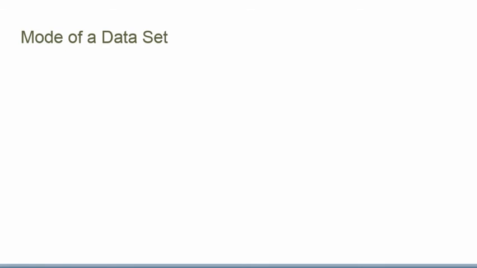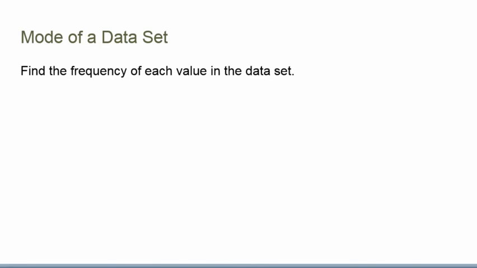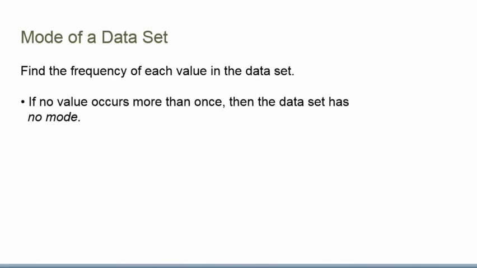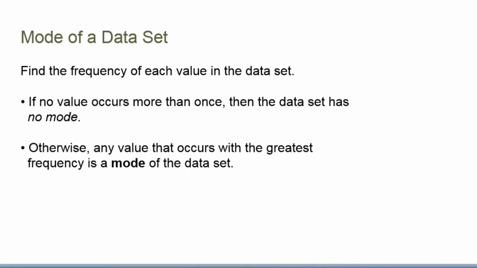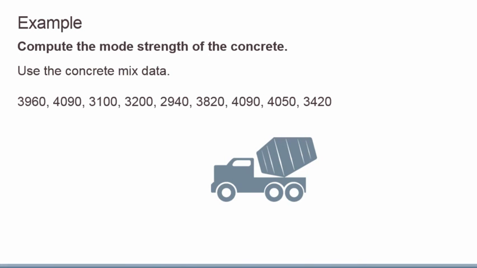Mode of a data set. Find the frequency of each value in the data set. If no value occurs more than once, then the data set has no mode. Otherwise, any value that occurs with the greatest frequency is the mode of a data set. Example, using our concrete data again, compute the mode strength. The number that occurs the most is 4,090. So the mode of this data set is 4,090 psi of pressure.